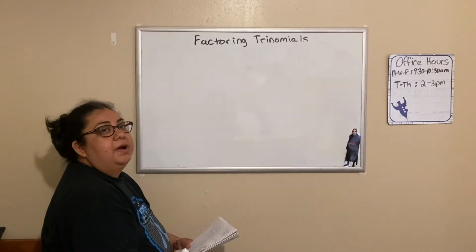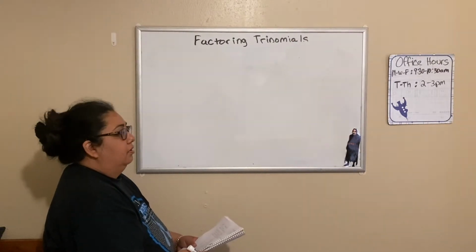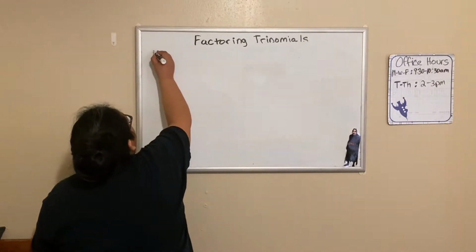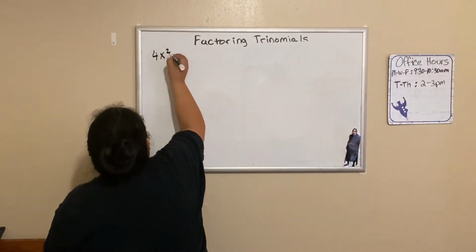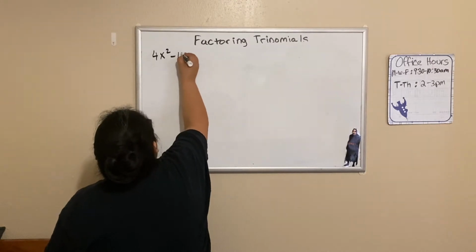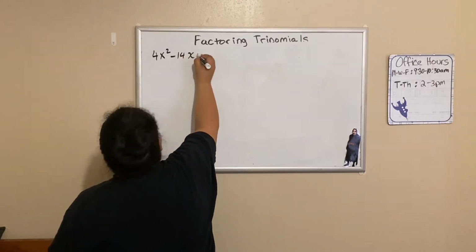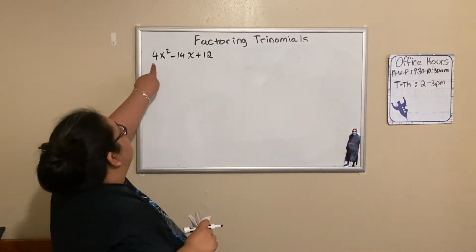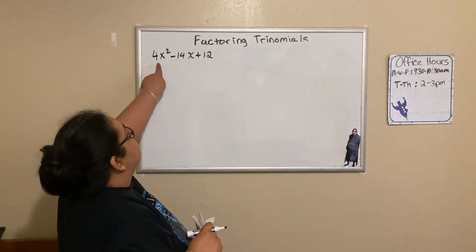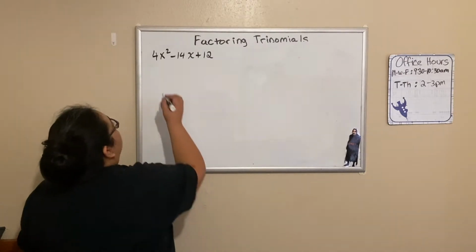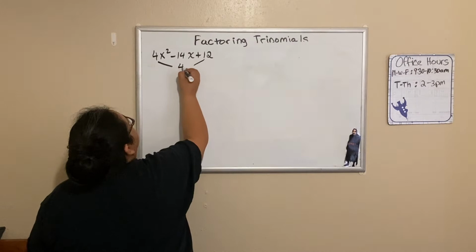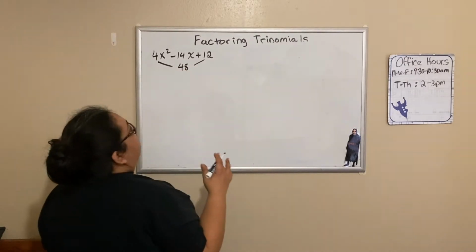We are down to our last example. So example 4 is going to be 4x squared minus 14x plus 12. Now notice there's a number in front of the x squared, so we need to multiply 4 times 12, which is 48. You can check on your calculator.